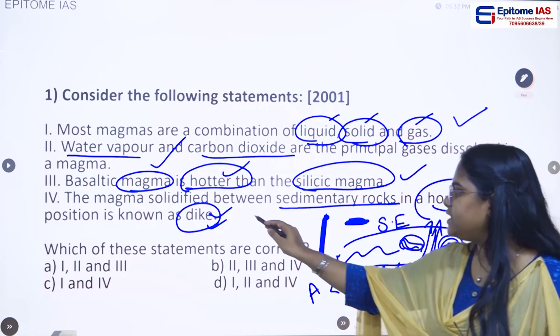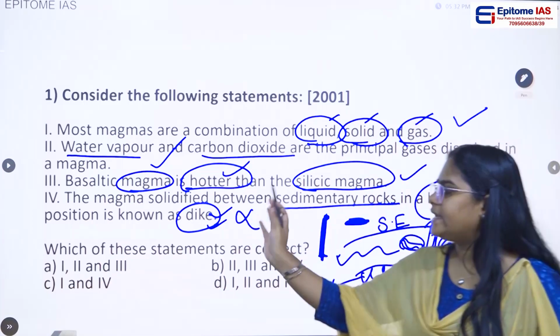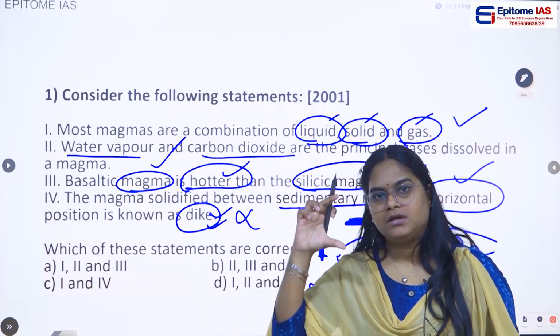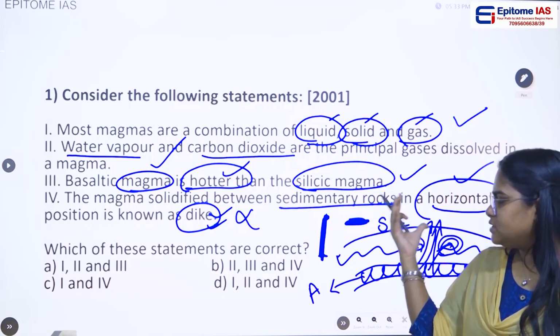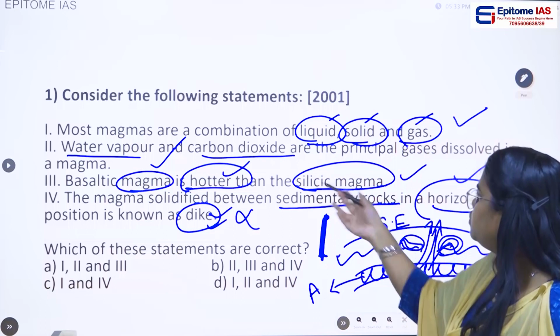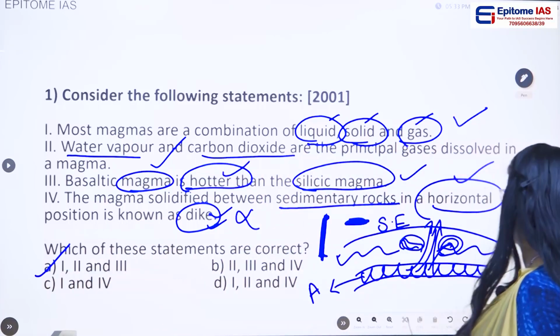So this particular statement is wrong because it says the horizontal position is a dike. No, this is wrong. The vertical intrusive feature is called a dike, not the horizontal position. So we can eliminate this option. So what would be the correct answer? 1, 2 and 3. Option A is the correct answer.